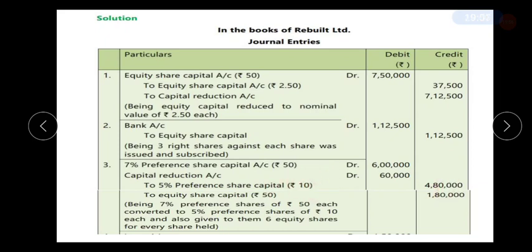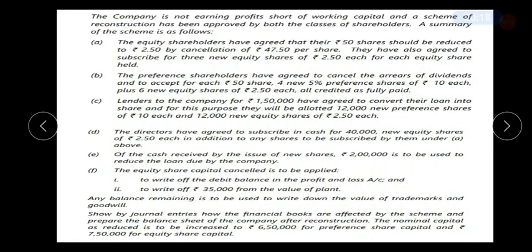And these old preference shares are also getting 6 equity shares. The equity shares are being issued at 2.50. The face value of new equity shares is 2.50, everywhere common. So the old preference shareholders are getting 6 new equity shares of rupees 2.50 each.